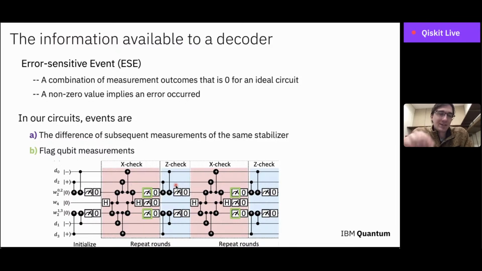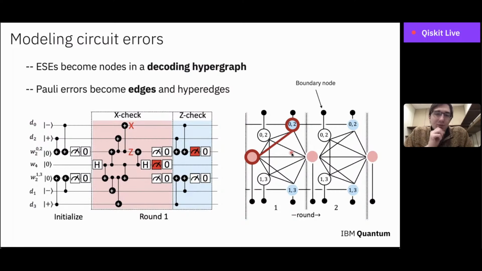And then the easier case, at least to draw, is that the flag measurements themselves are error sensitive events. So I think you could have picked that up from my previous drawings of the circuit. The flag measurements are always 0 if the circuit is ideal. So that makes them error sensitive events. Okay, so what do we do with these error sensitive events? Well, they become nodes in what we call the decoding hypergraph. So they're the vertices here. And then when there are Pauli errors in the circuit, those become edges and hyperedges in the decoding graph.